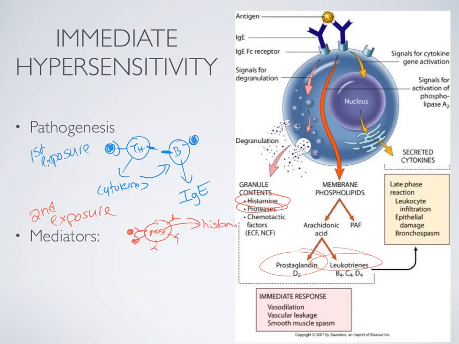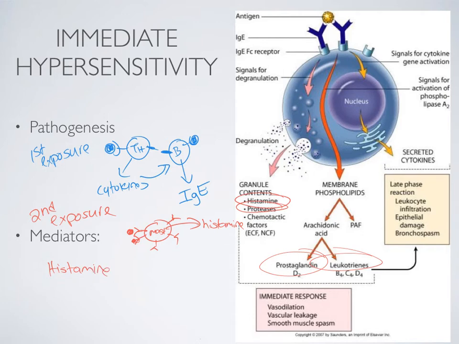Histamine is the most important one. It's the one that we're most familiar with. That's why Benadryl, an antihistamine, is what you take if you have hives, because it's blocking this degranulation. It's blocking histamine's response. So the main mediators to know about are this histamine, because that's one we can affect.